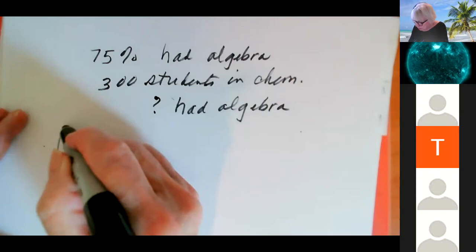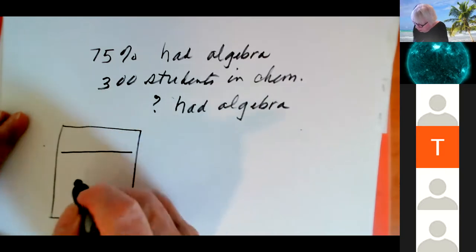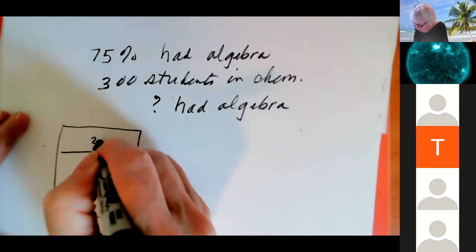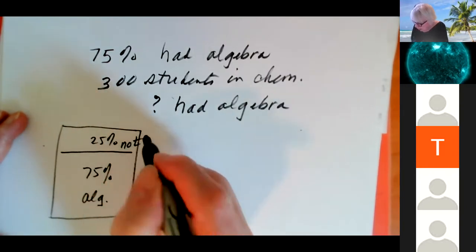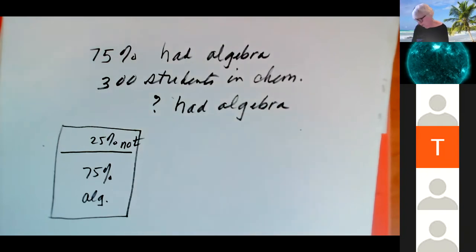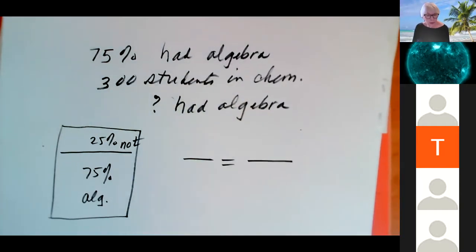And so here, I'm just going to draw a box. So this is 75%, this is 25%. These are the ones that had algebra, these are the ones that did not. Which group do you think did better? Everybody should have taken algebra. That was my conclusion on this. 300 students in chemistry. Where is 300 a part or a total? That's what I need to know. The total. It is a total.